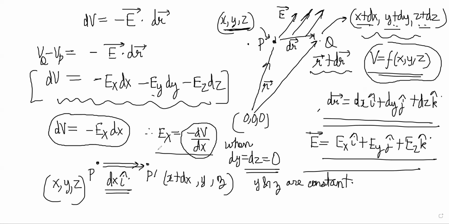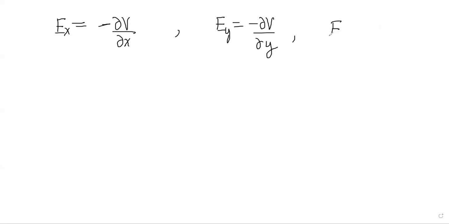From there, we can figure out Ex as minus dV by dx, where this derivative is the derivative of the potential function while keeping y and z constant. It's a derivative with respect to x only. Only one variable you are differentiating and you are treating the other two as constant. Basically, this means Ex is minus the partial derivative of V with respect to x. Similarly, Ey will be minus the partial derivative of V with respect to y, and Ez will be minus the partial derivative of V with respect to z.